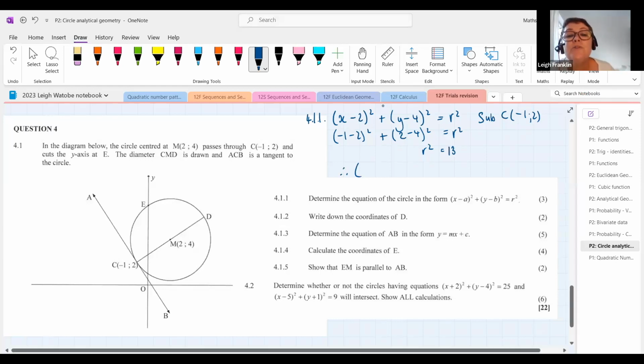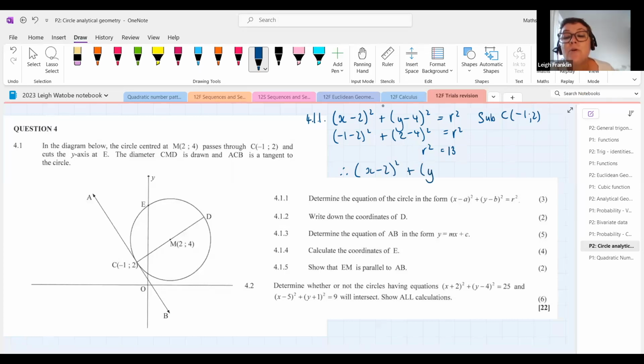All right, so the equation of the circle is x minus 2 squared plus y minus 4 squared equals 13. Lovely. So subbing in the correct values for a and b, and getting the correct value for r squared. Nice. Now they want us to write down the coordinates at D.